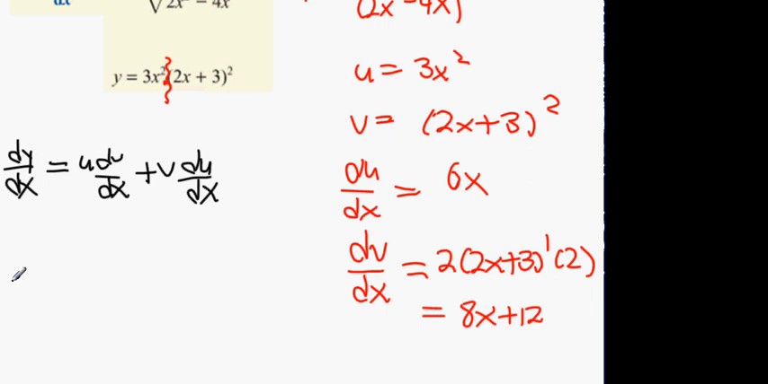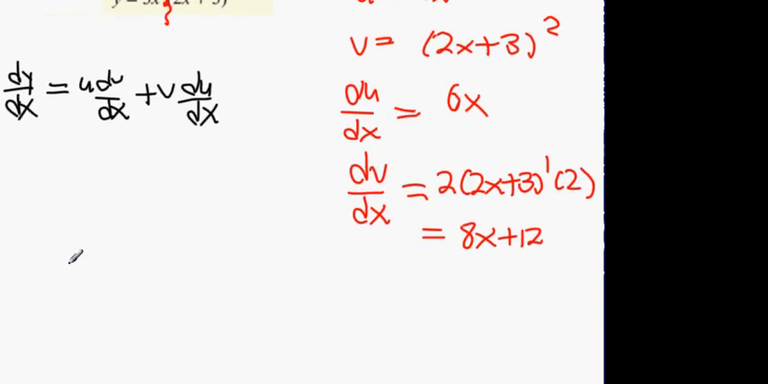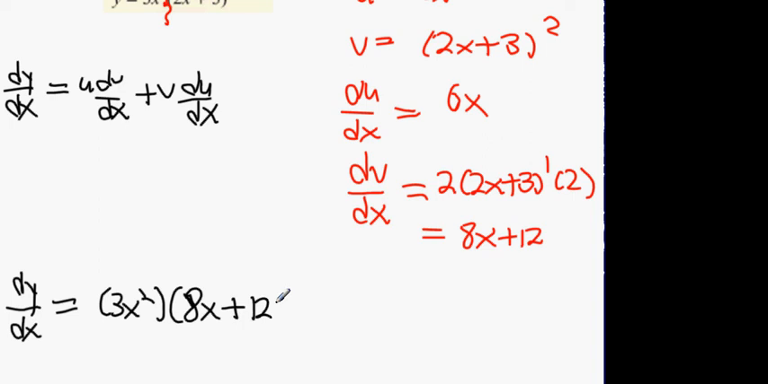Now, what's going to happen here is you've got to replace each one with its counterpart. So u is 3x squared. Now a lot of you took it down wrong. You didn't put the x squared in. The next one is dv/dx, which is 8x plus 12. After that, it's going to be plus v, which is, I'm going to square out v.